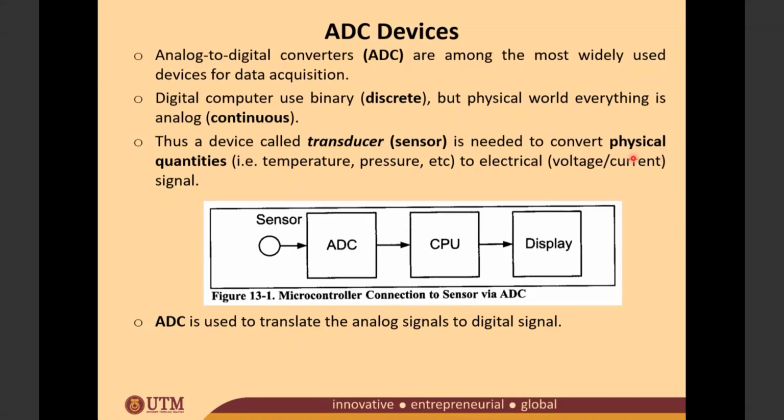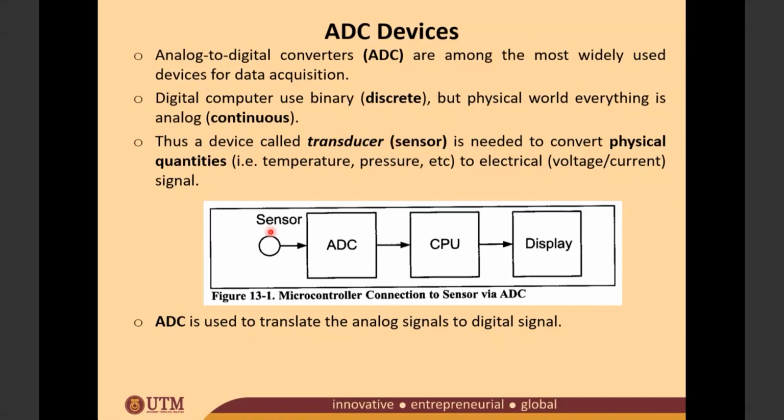These physical quantities are such as temperature. If you are going to take a temperature measurement, the physical quantity is temperature. And pressure: if you are going to read the pressure of certain places or a certain box, for example, and then we have others, etc. And these physical quantities then will be converted to the electrical signal, which is in voltage or in current, by this transducer or sensor.